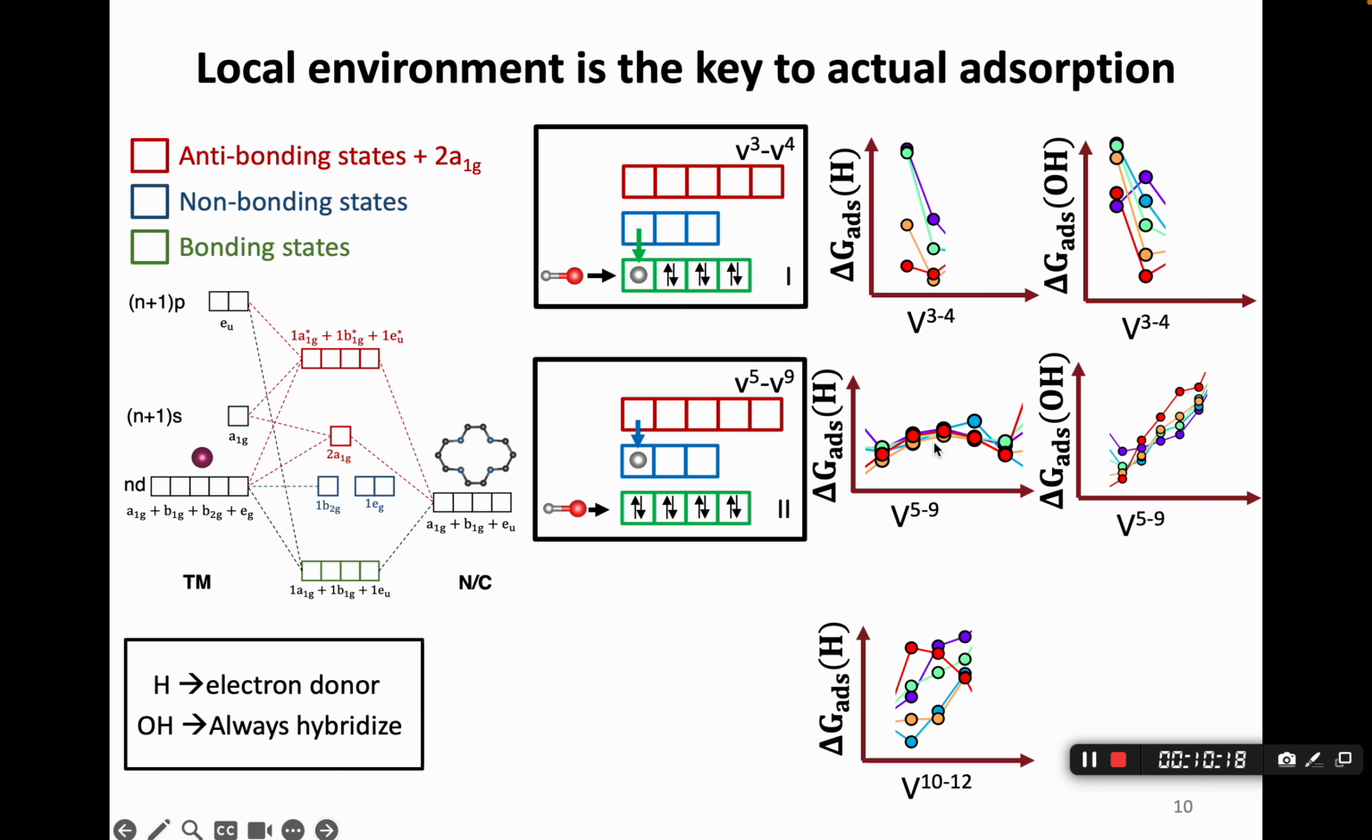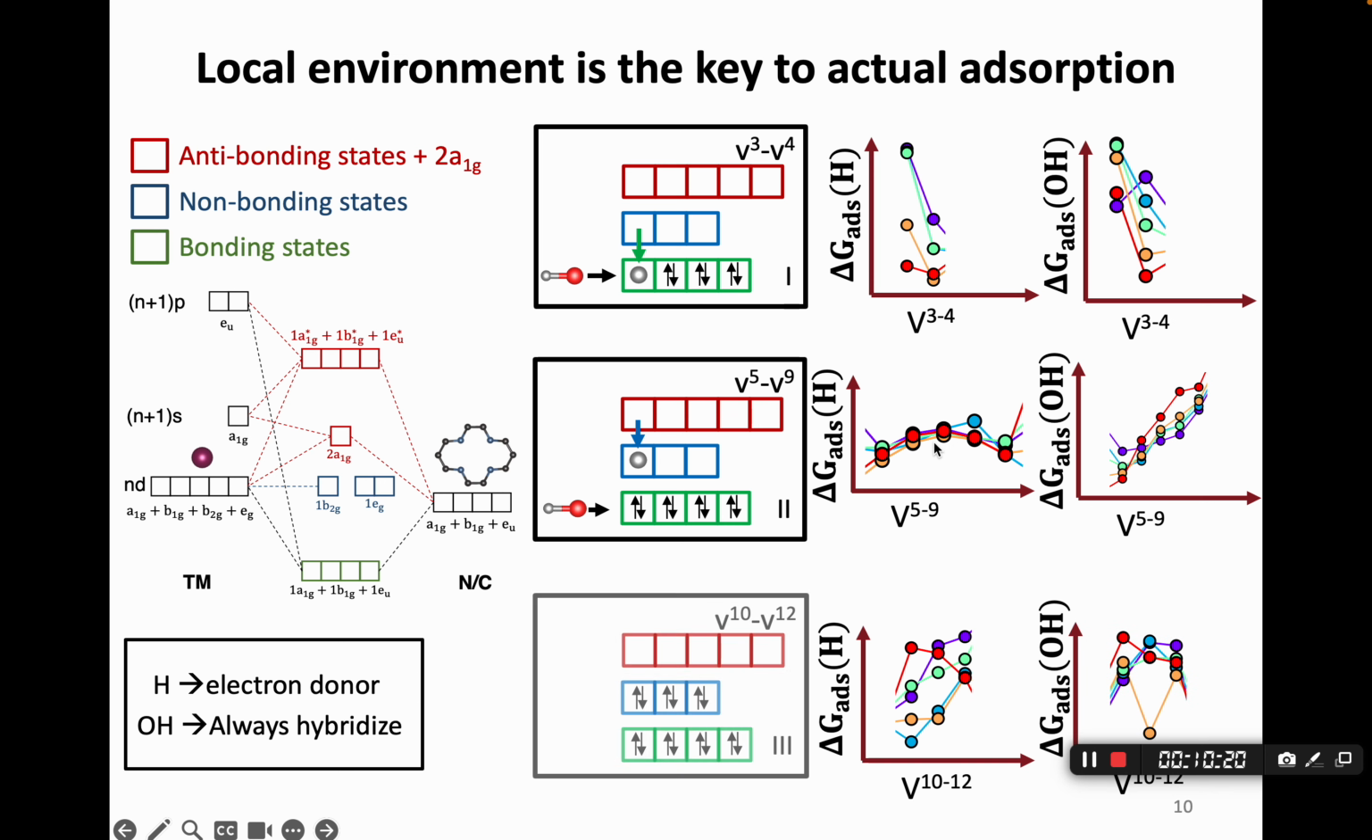And if it goes to the late transition metals, again, hydrogen is going to go to the anti-bonding state, and hydroxide is going to have to hybridize with the bonding state again, because they're going to rehybridize. The hydroxide will rehybridize with graphite or the transition metal anyway.